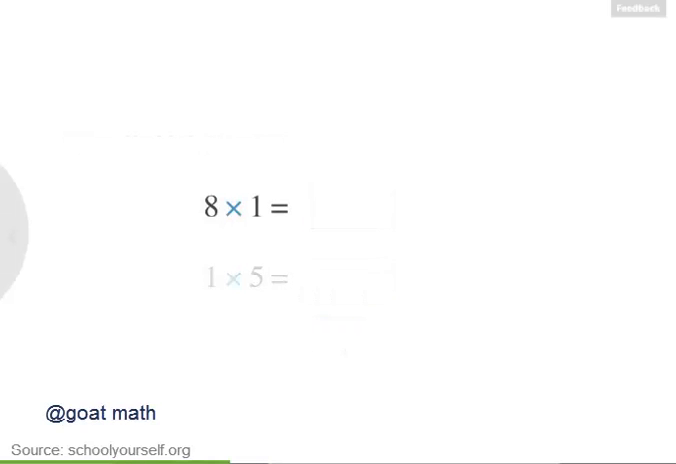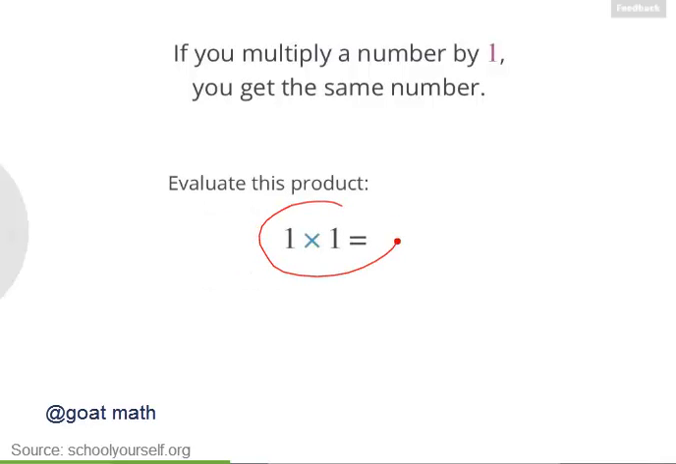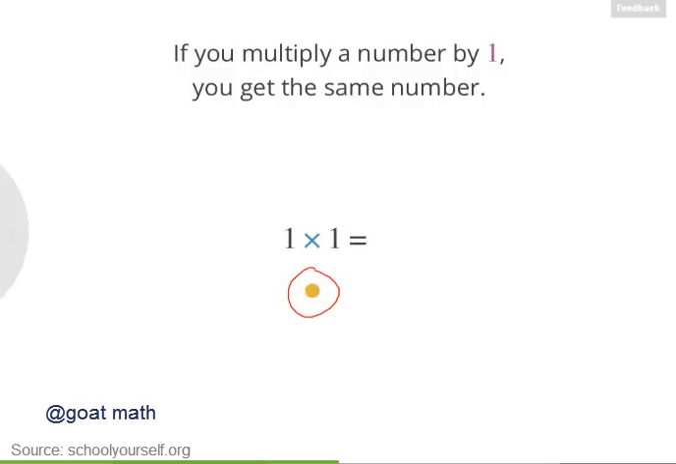Excellent! So 8 times 1 is 1 group of 8 dots, which is a total of 8, and 1 times 5 is 5 groups with 1 dot in each group, which is a total of 5. As you can see from these examples, if you multiply any number by 1, you'll get the same number. So next, try evaluating 1 times 1. Right, one group of 1 means you have a grand total of 1. So 1 times 1 equals 1.